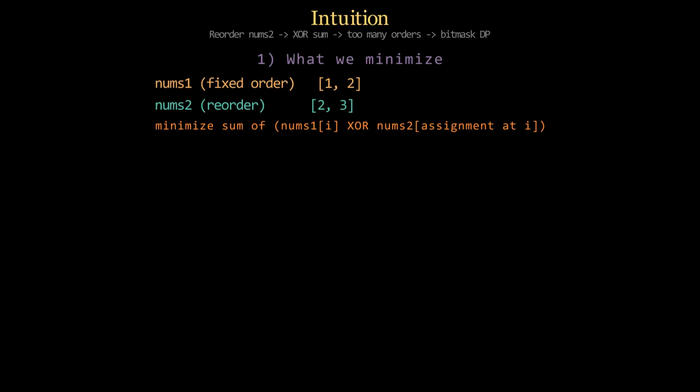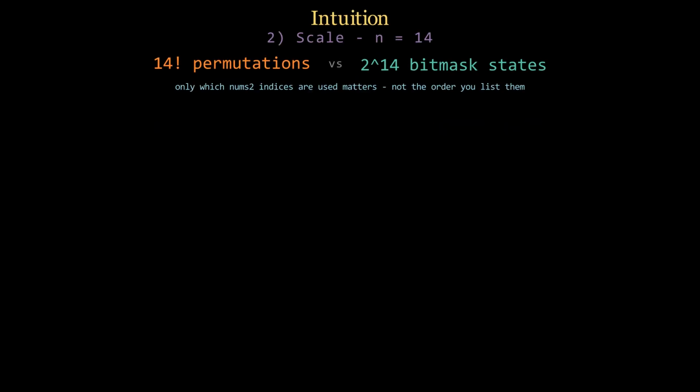Nums1 stays fixed in order, you permute nums2. The score is the sum of XORs position by position, we want the minimum. Trying every order of nums2 is factorial in n, hopeless at 14. Instead we track only which indices are taken, using 2 to the n masks.